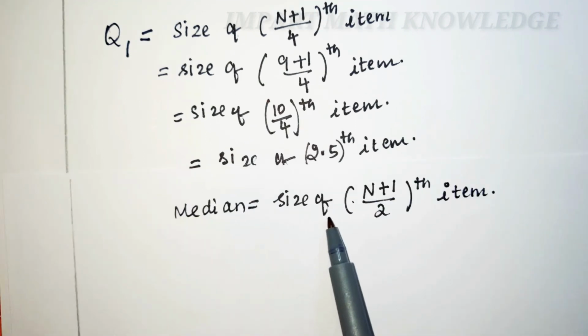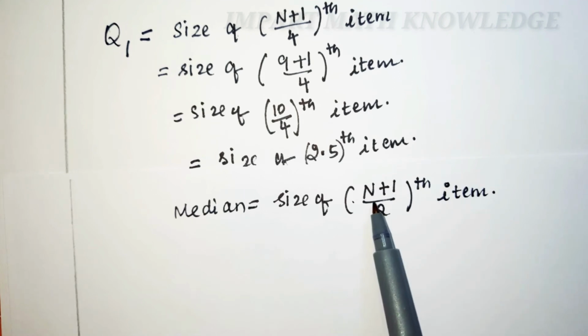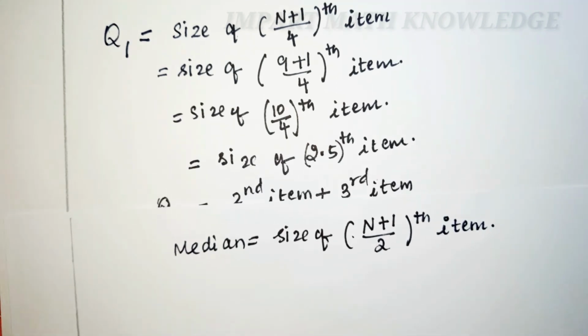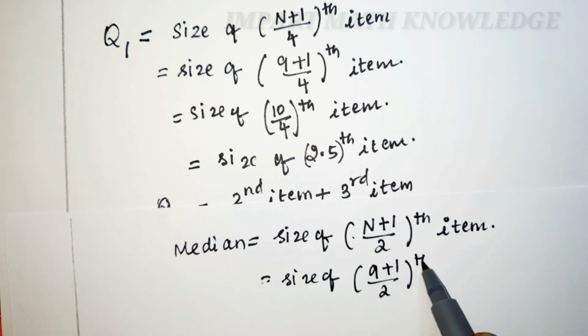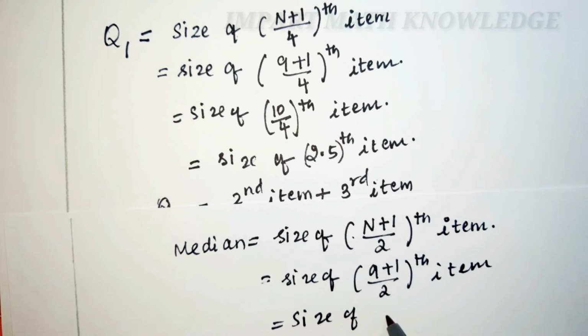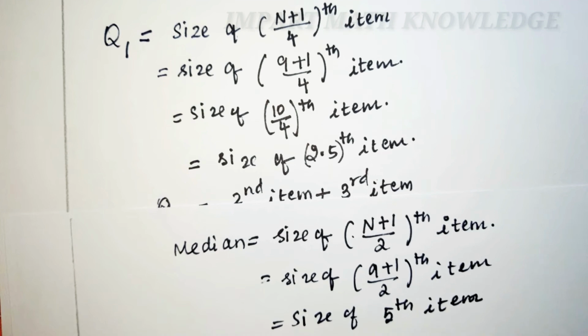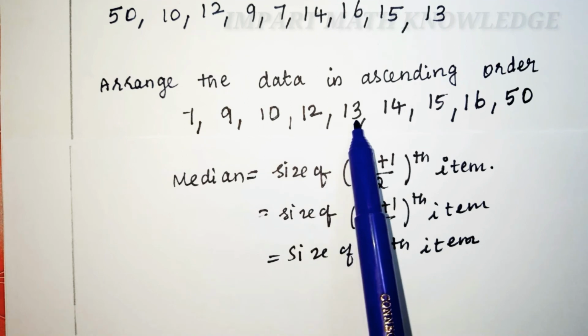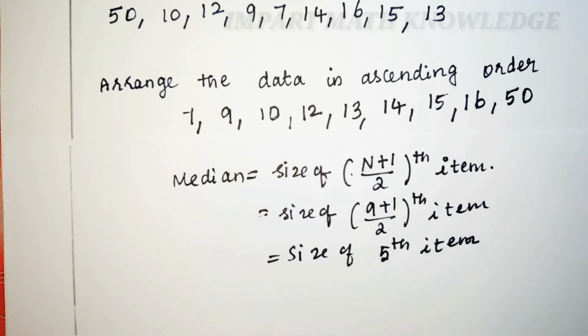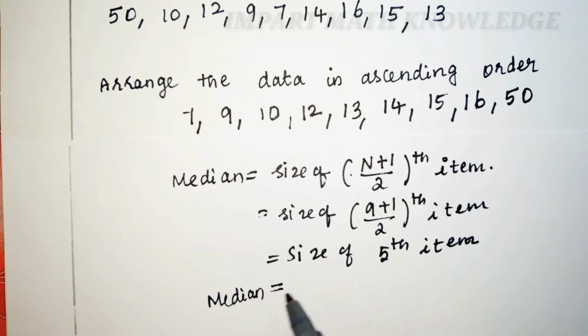Median is equal to size of n plus 1 by 2th item. Here n is equal to 9, so this is equal to size of 9 plus 1 by 2th item. That is size of 5th item. Here the 5th item is 13. So median is equal to 13.